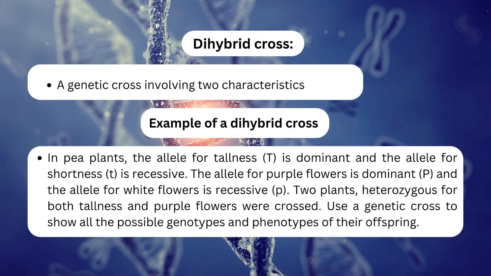Dihybrid cross: a genetic cross involving 2 characteristics. Example of a dihybrid cross. In pea plants, the allele for tallness, T, is dominant and the allele for shortness, t, is recessive. The allele for purple flowers is dominant, P, and the allele for white flowers is recessive, p. 2 plants, heterozygous for both tallness and purple flowers, were crossed. Use a genetic cross to show all the possible genotypes and phenotypes of their offspring.